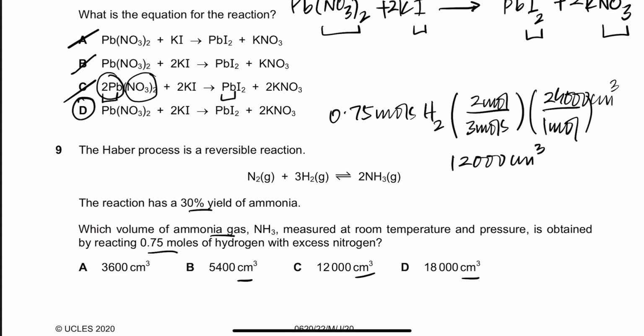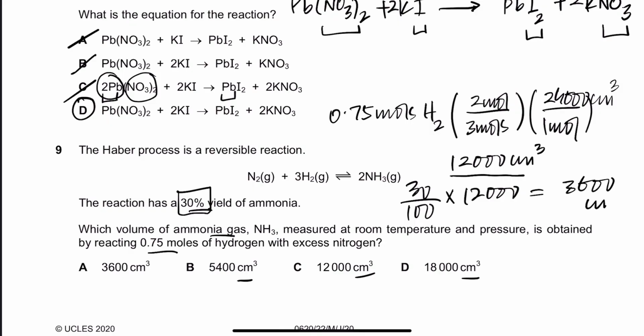But before you pick C, what you realize is that C cannot be your answer, because it says the reaction has a 30% yield of ammonia, which means that whichever volume you calculate theoretically, the efficiency of the reaction is 30%. So you will always get 30% of the theoretical value that you have calculated. It's a pretty poor factory that they're working in, right? So I have to calculate 30% of that. 30% of 12,000 is 3,600 centimeter cube, right? Therefore, A is my answer.